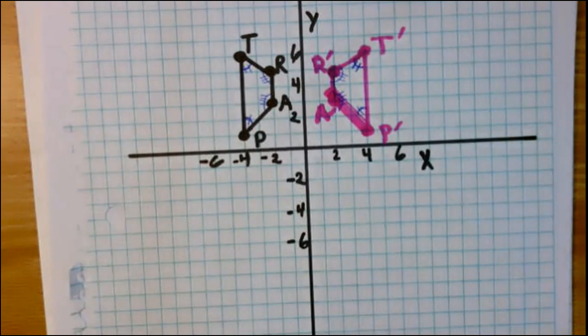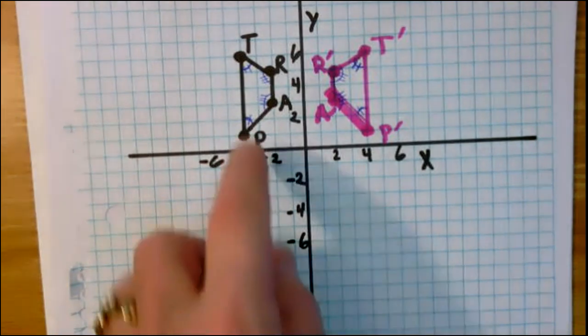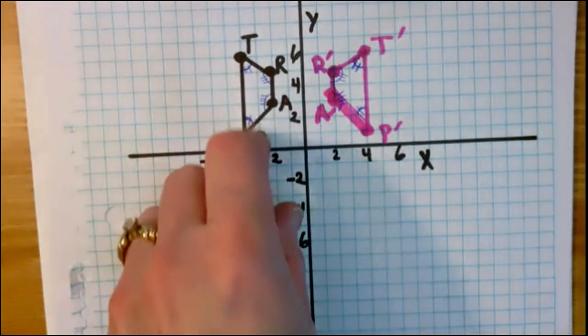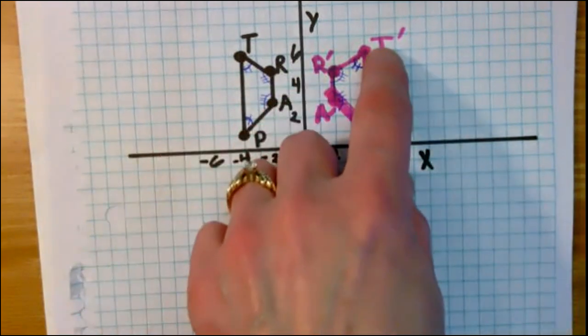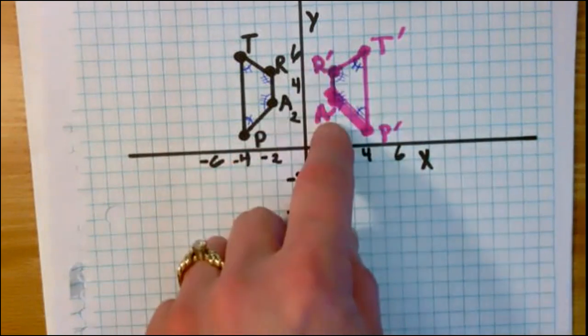Okay, let's see if there's anything else I wanted to show you from that example. Nope. Oh, one more thing, the parallel. The sides that were parallel before, TP and RA, are parallel after. T prime P prime and R prime A prime.